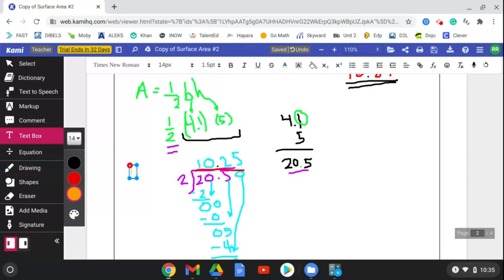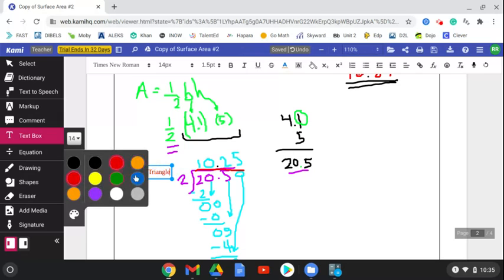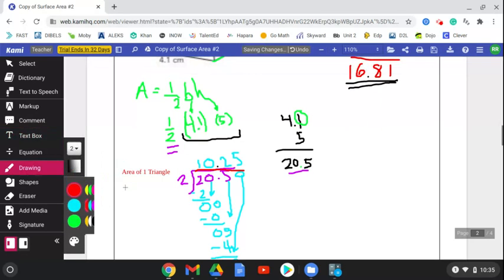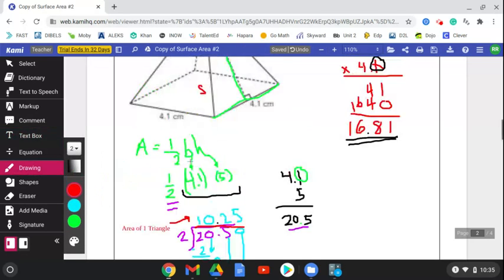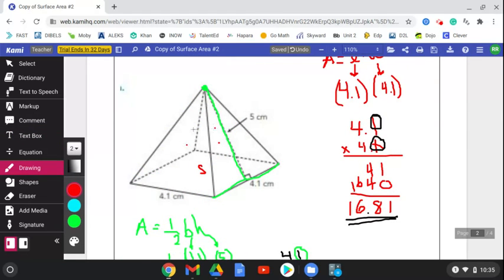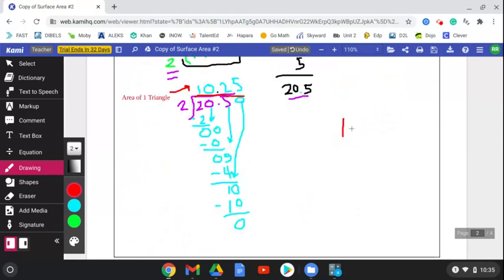I will put area of one triangle. Area of one of the triangular faces is 10.25. And how many triangular faces do I have? I have 4 of them, right? I have 1, 2, 3, and 4. 4 triangular faces. So I need to take 10.25 and multiply it by 4 because I have 4 triangular faces. So 4 times 5 is 20. 4 times 2 is 8, plus 2 is 10.